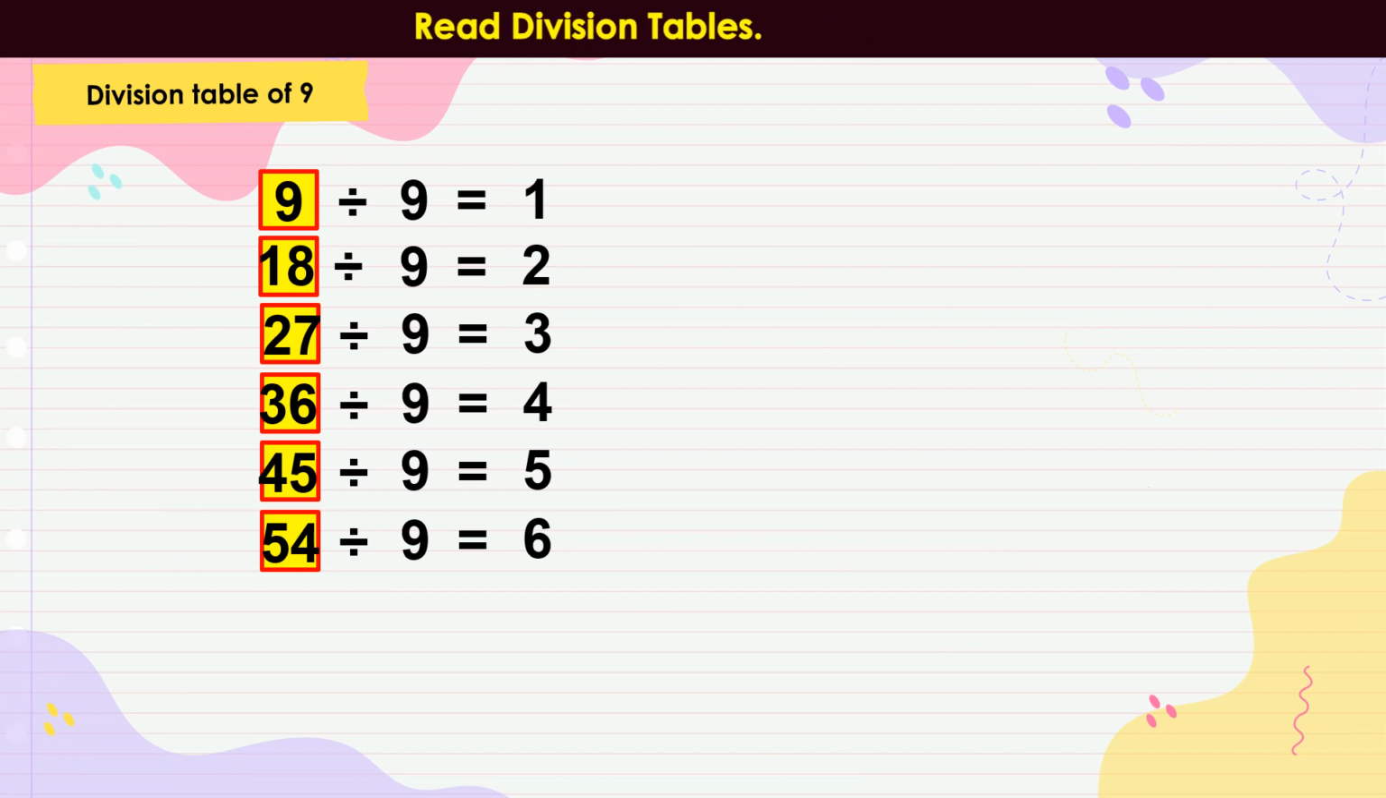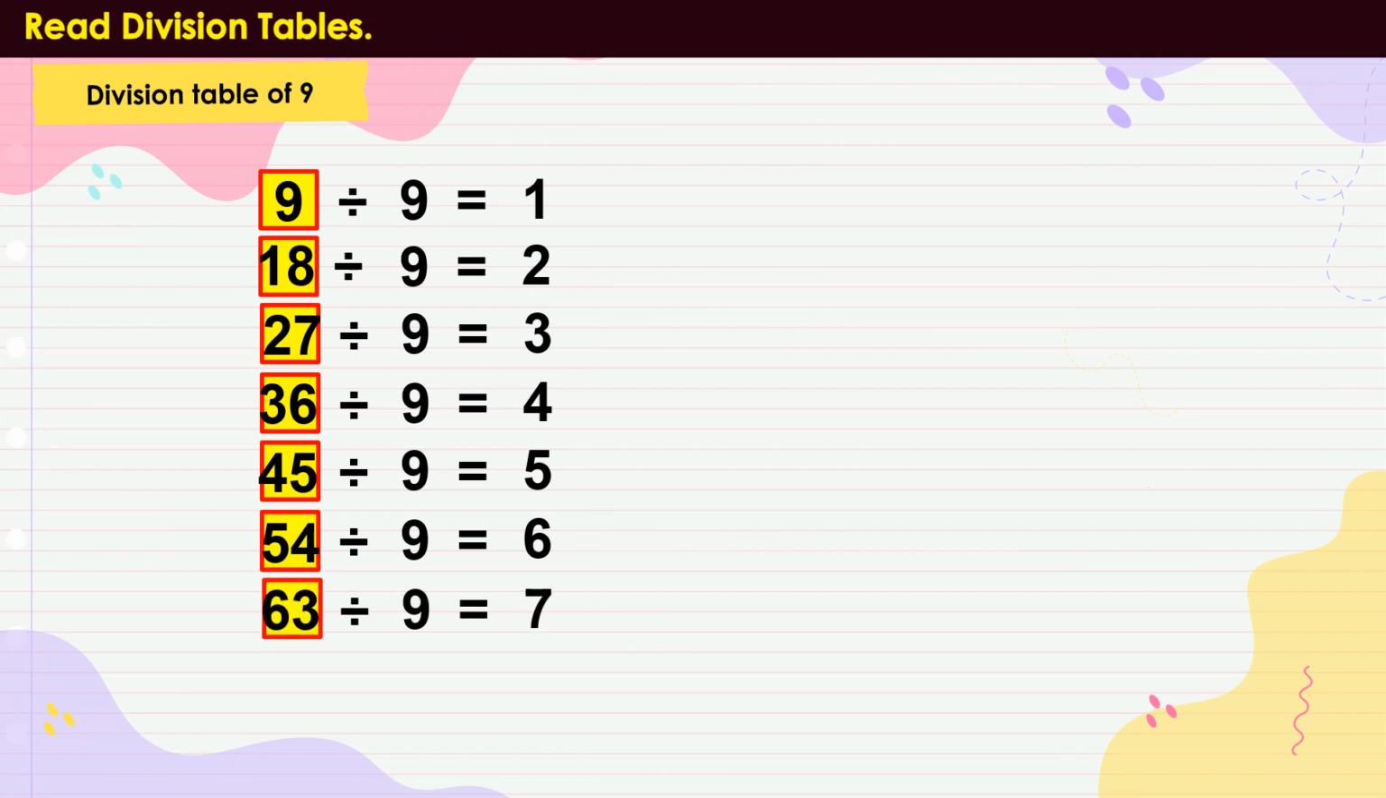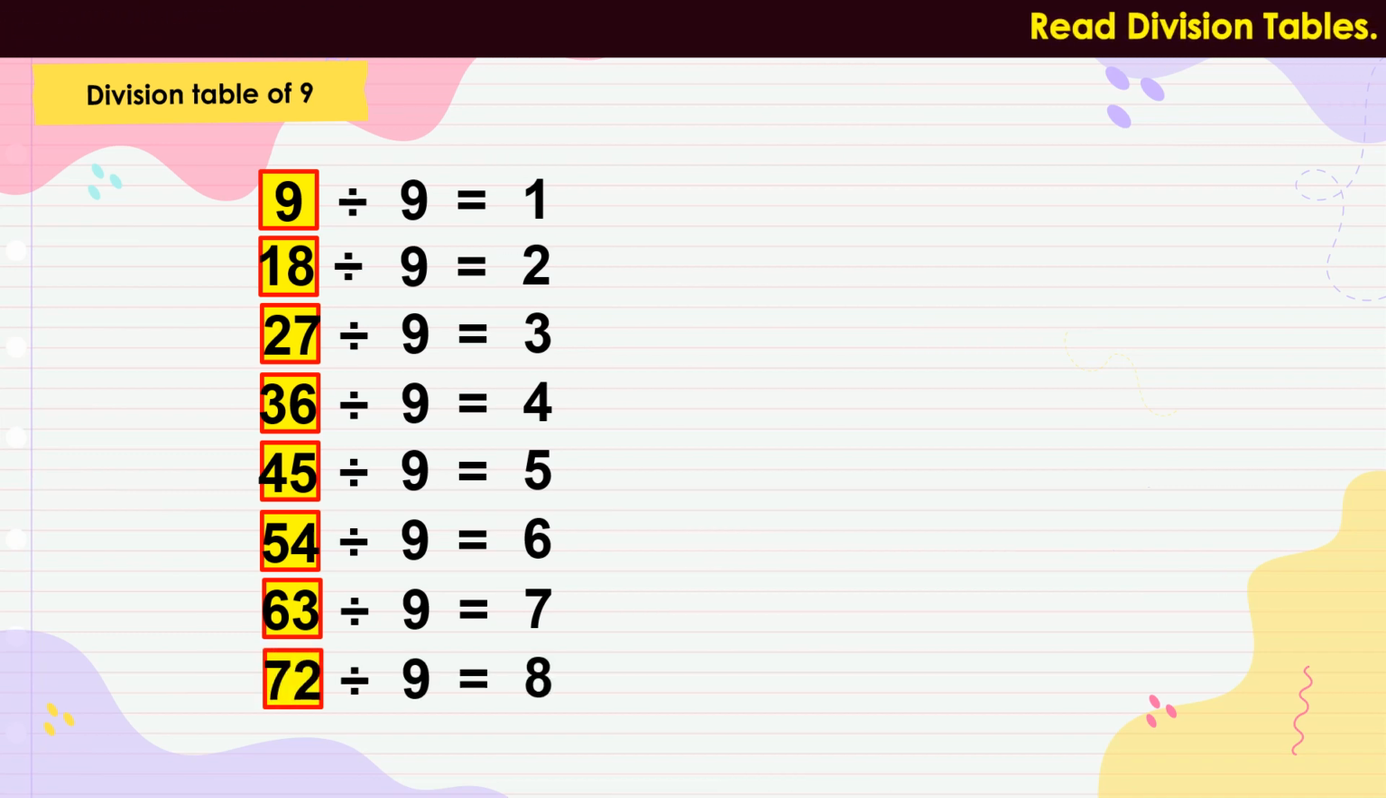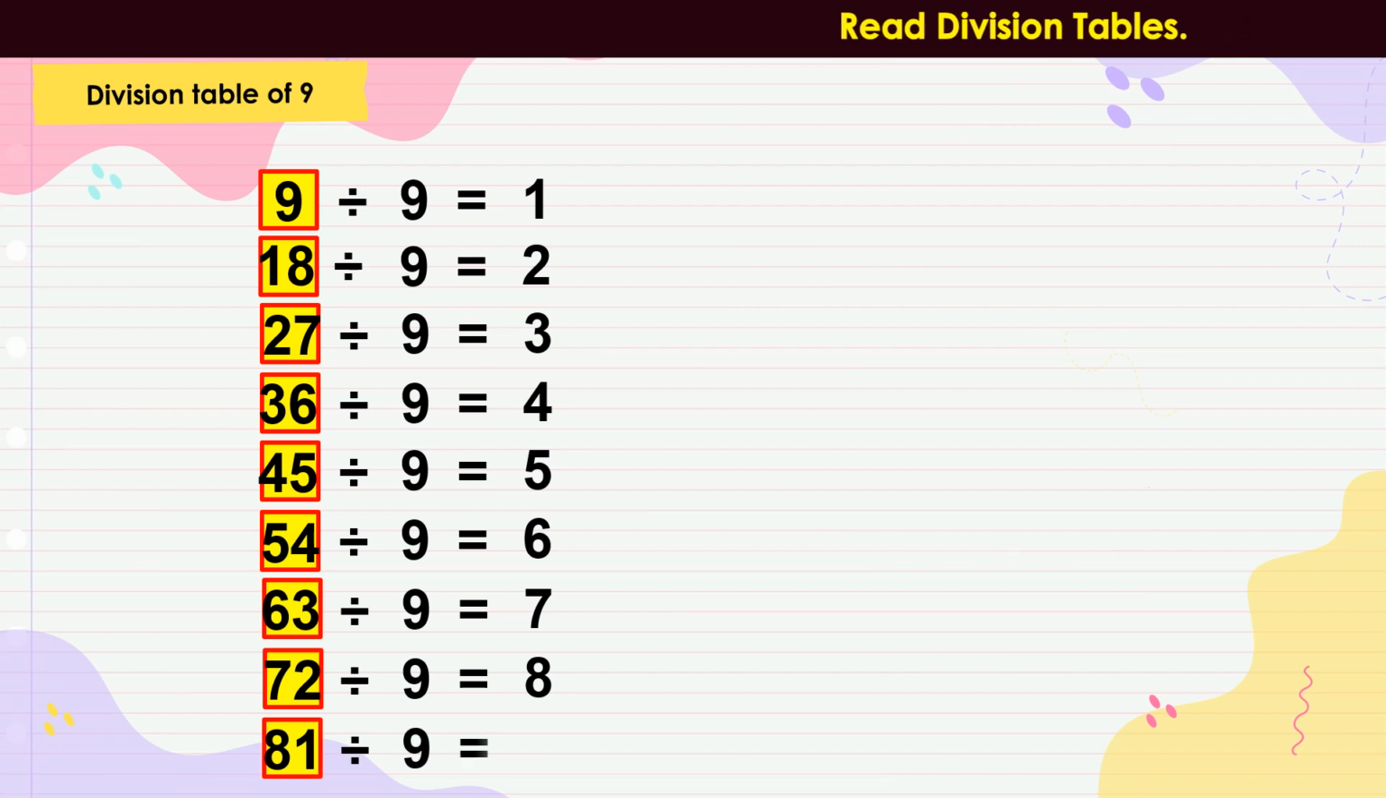54 divided by 9 is equal to 6. 63 divided by 9 is equal to 7. 72 divided by 9 is equal to 8. 81 divided by 9 is equal to 9.